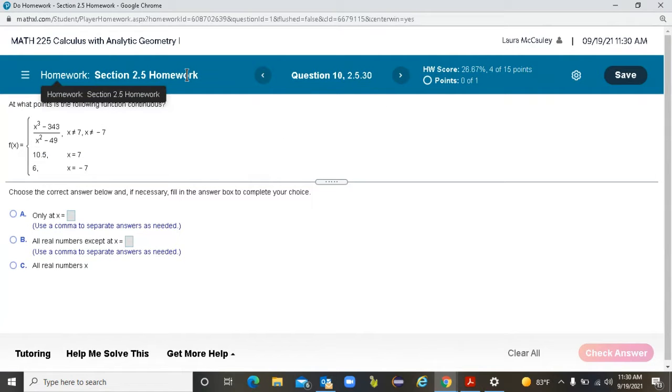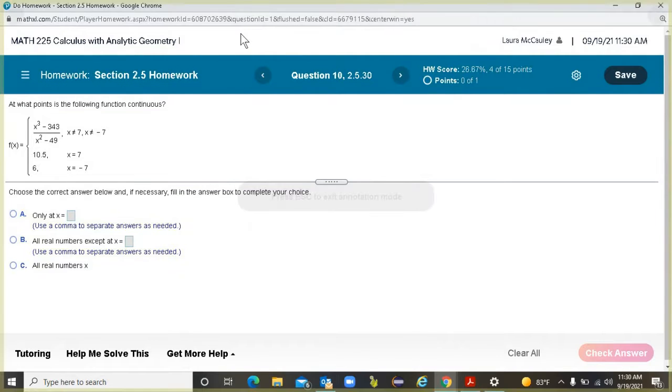All right, so now we've got our piecewise, which I'd already mentioned can be a problem. And it's a problem basically if you have one of those jump discontinuities, or if your function itself has a problem. So if we look at the individuals here, a 6 is just a horizontal line, he's fine. 10.5, just a horizontal line, he's fine. This one, however, has a denominator that we're going to need to check out.